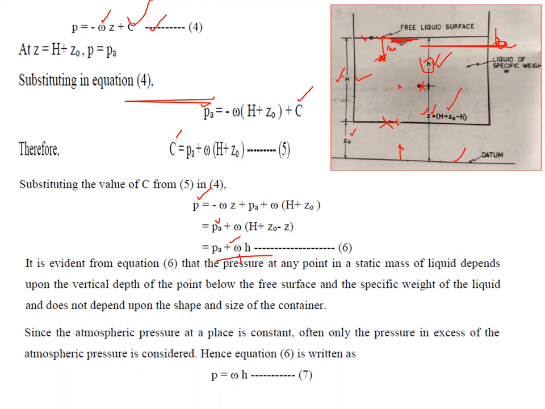Since the atmospheric pressure is a constant, I told you earlier that PA will be taken equal to 0. Often the pressure in excess of the atmospheric pressure is always measured. So the equation can be written as P is equal to omega into H. This is the fundamental equation of fluid statics, which will be often used in almost all the problems that I will discuss later on.